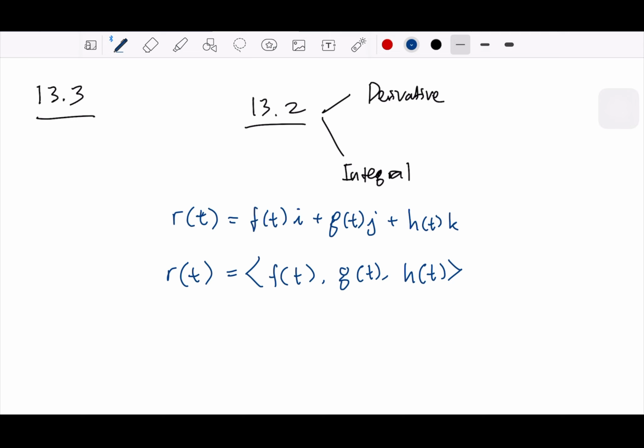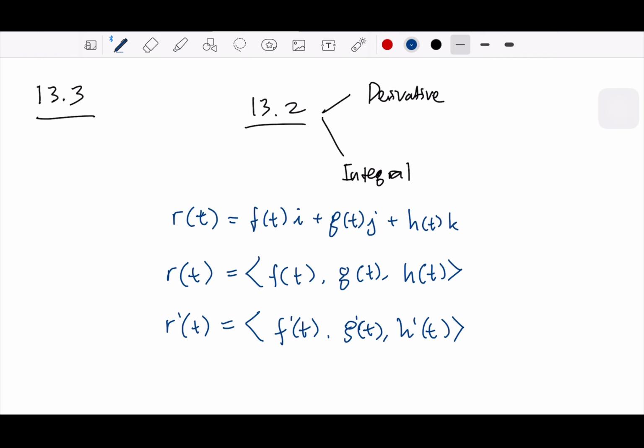And the other part that is essential in chapter 13 is how we can relate vectors with derivatives and integrals. Long story short, the conclusion is very simple. If you have a vector function and you want to find the derivative, you just need to differentiate each component. That's how you differentiate a vector function. So when you have r, the derivative will be r prime, with f prime, g prime, and h prime, like that.